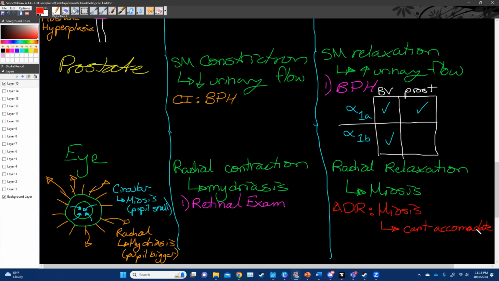So what that means is that if your pupil gets smaller, in low light, you're not going to be able to see as well. And so that makes nighttime driving much harder. So an alpha-1 antagonist can lead to issues with driving at night, seeing at night. So not a good option for someone who has to work at night, especially driving at night, stuff like that.